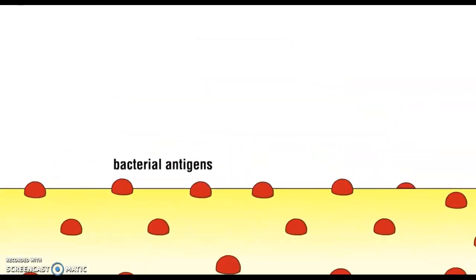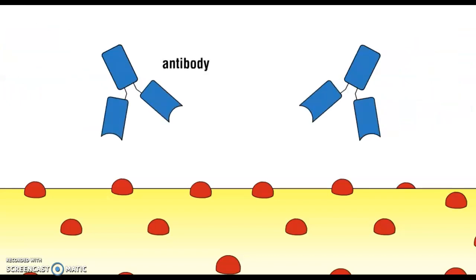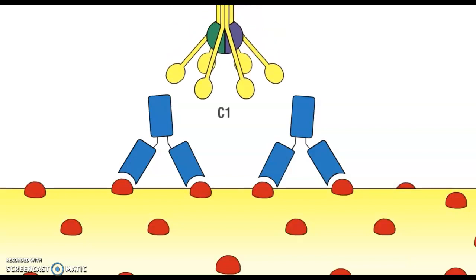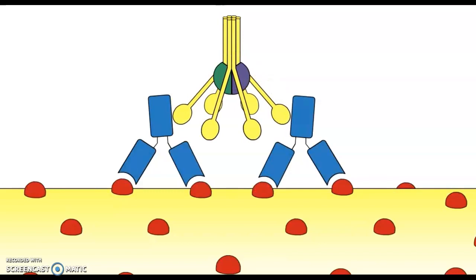Activation of the complement system occurs on surfaces, such as the surface of a bacterium, as shown here. In this example, the activation of complement is initiated by antibodies that bind to bacterial cell surface antigens. The C1 complement complex, made up of one molecule of C1q, two molecules of C1r, and two molecules of C1s, binds to the aggregated antibody molecules on the surface of the bacterium.